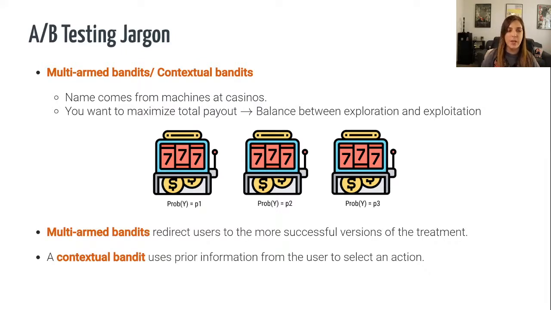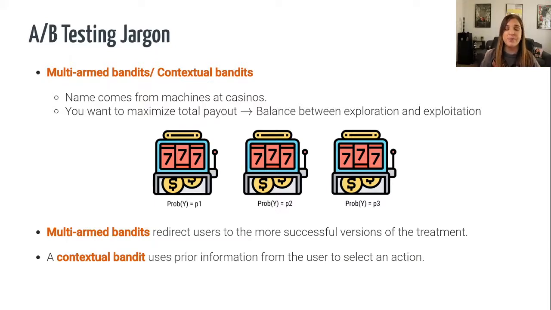So here's where bandits come in. So multi-arm bandits, basically what it does is redirect users to more successful versions of the treatment. So at first, for instance, when you have no information, you might be sending people 50-50 to each of the treatments, right? So you're trying just to gain information. So you're exploring in that sense. But once you get some information, you might want to redirect people from one treatment to the other one. So instead of sending them 50-50, you might send them 70-30 to the one that is doing better.